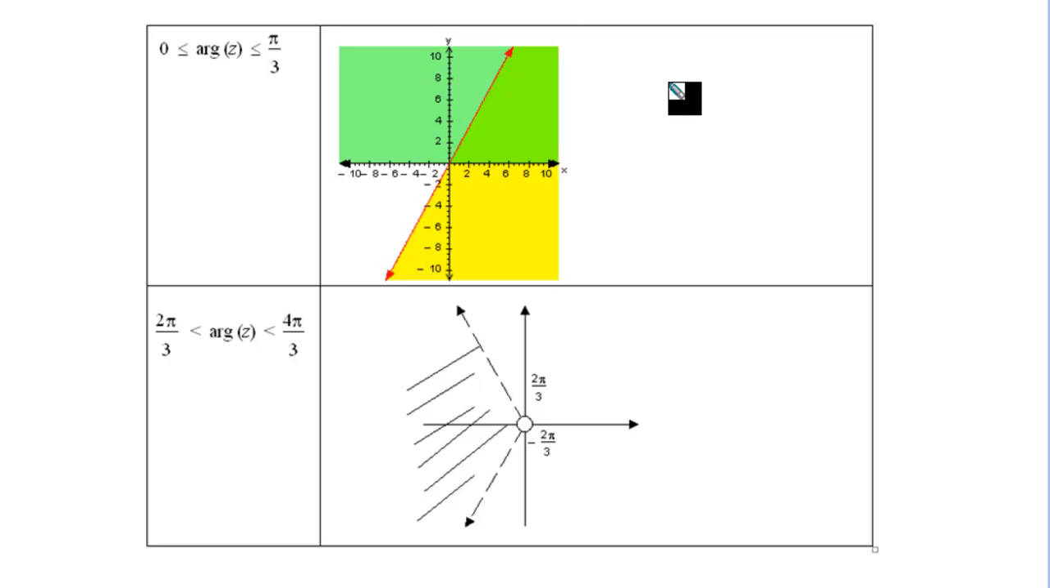So if we've got an inequalities type situation where the argument of z is greater than 0 but less than pi on 3, anything that's greater than 0 is in the green here. The darker green is a little bit hard to see. Remembering that we're looking at a situation where the argument is greater than 0, it's going to be greater than there, and argument less than pi on 3.